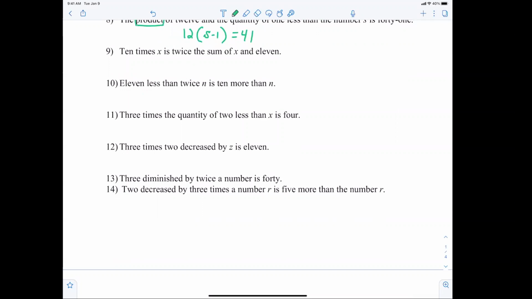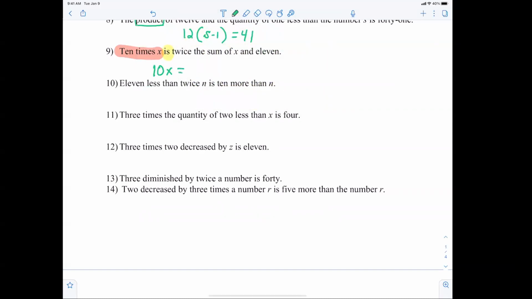10 times x is twice the sum of x and 11. Everybody should be writing something down. Read the first part again. 10 times x, how do I write that? 10 times x, which is just 10x. Now, what does "is" mean in math?